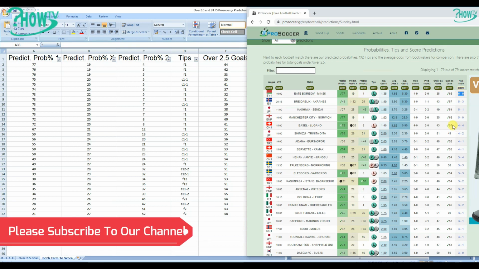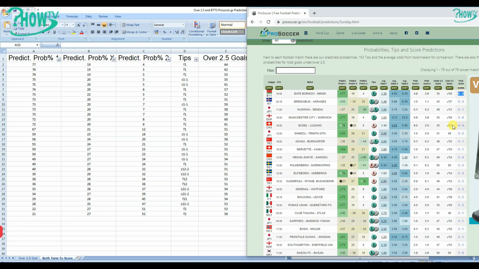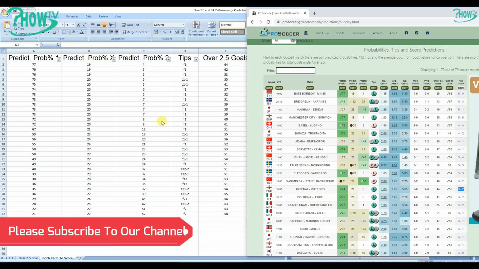Look at that. It's supposed to be, see, 75. This is 7525. Look at it. It's supposed to be over 55. All right, make sure that the over 2.5 is over 55%. Here it is. This is 57%. Look at it. This is how you are going to work with this spreadsheet.